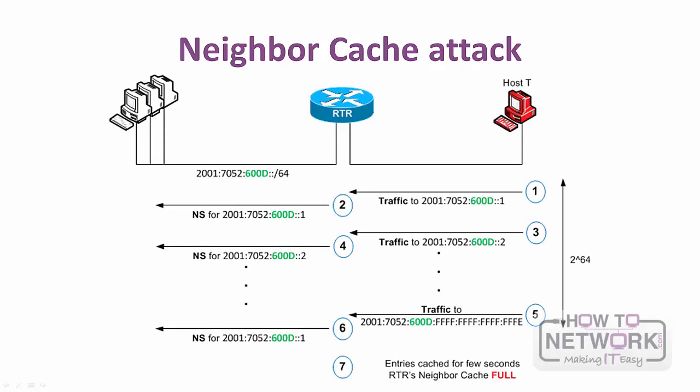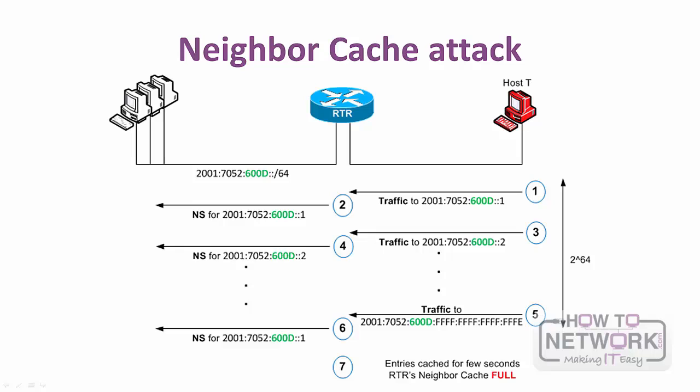The following figure illustrates the steps involved in deploying a neighbor cache attack. In this scenario, malicious host T can attack the neighbor cache of a host or routing device and attempt to fill it or cause a DoS condition. Let us assume that host T knows that R1 is connected to its link and to a link with the hosts in the 2001:7052:600D::/64 prefix.